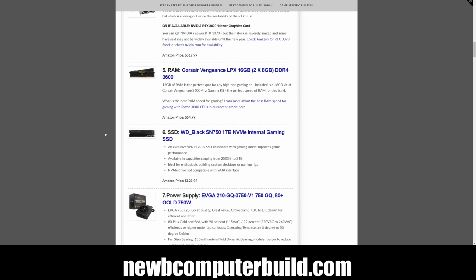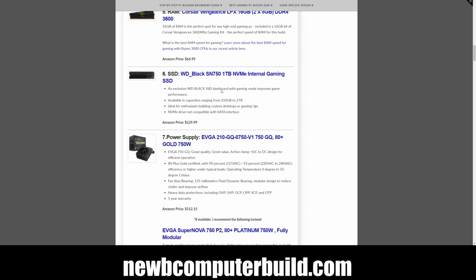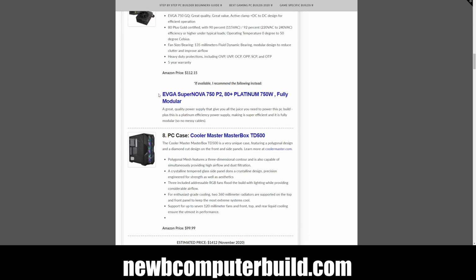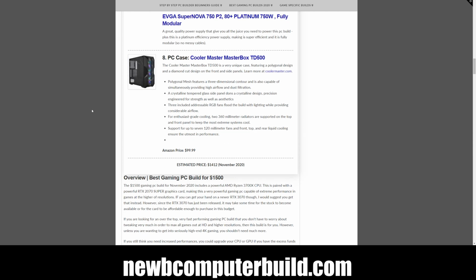The memory, or the RAM, we have for this one is the Corsair Vengeance LPX 16GB kit, DDR4 3600 megahertz, at $64.99. Storage we have is a Western Digital Black 1TB NVMe SSD at $129.99. Power supply is the EVGA 750 GQ gold rated power supply, $112.15. I would recommend another one, such as the EVGA Supernova 750 P2 Platinum rated with higher efficiency, but it's hard to get your hands on lately too, and it will be a little more expensive. And the case we're featuring this month for this build is the Cooler Master Masterbox TD500 at $99.99. This build comes in at under $1,500, at $1,412.